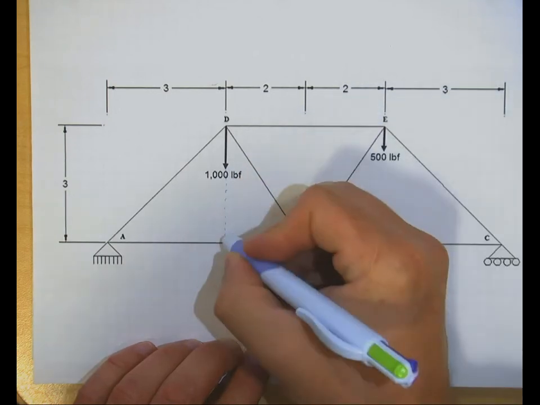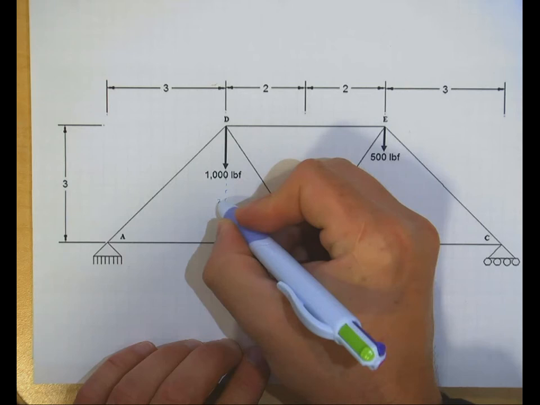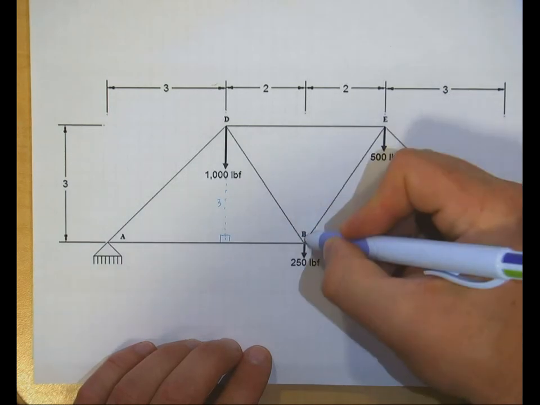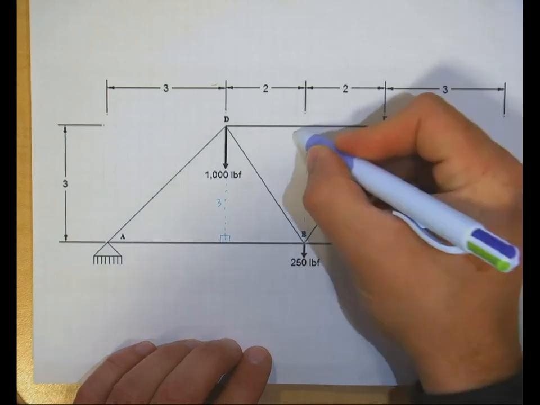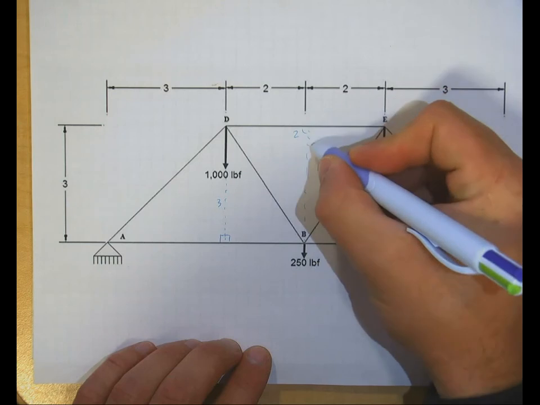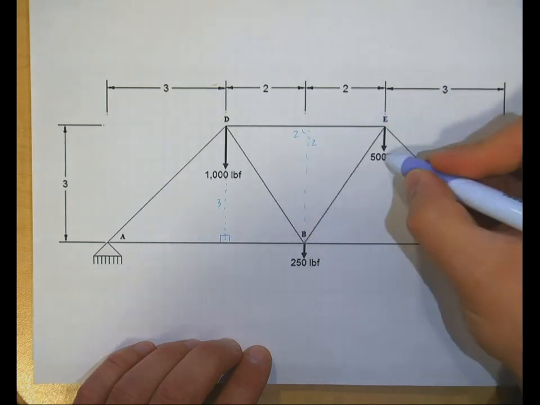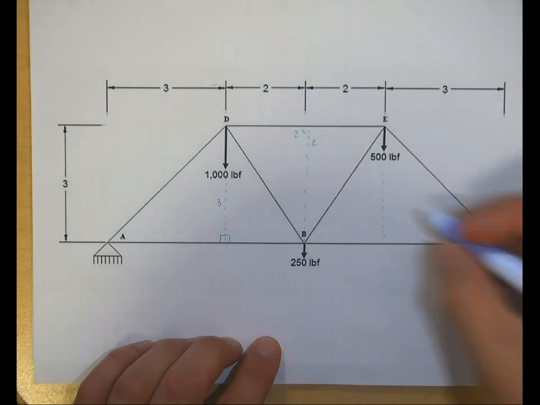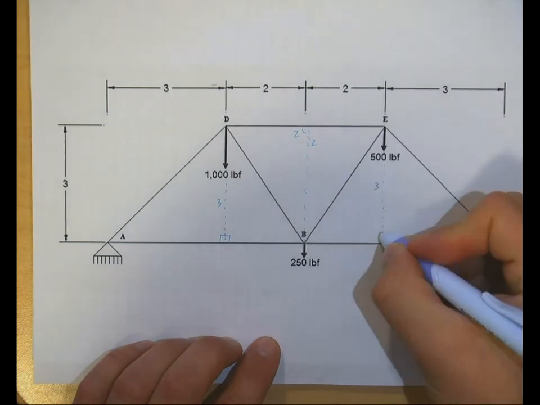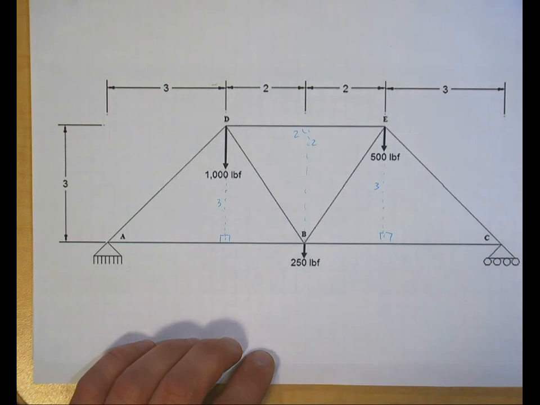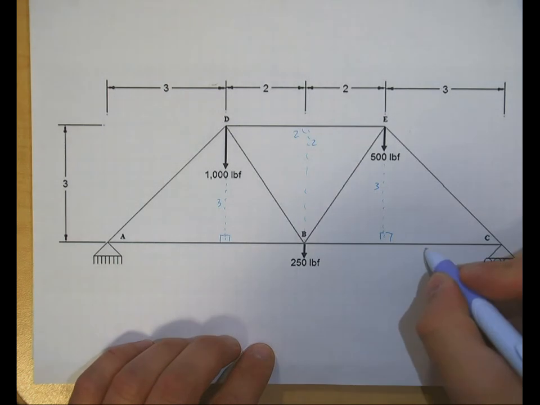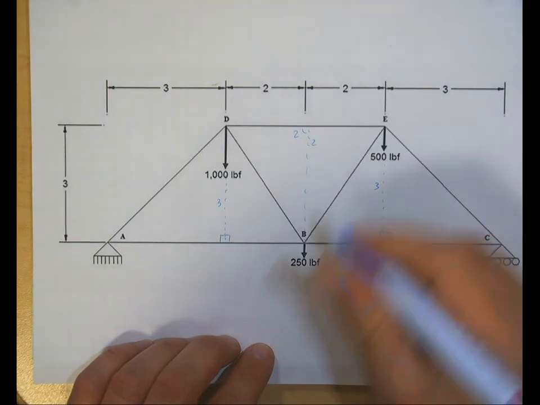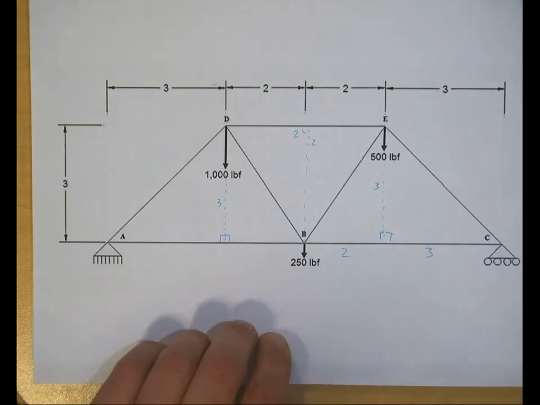so that we have these 90-degree triangles. So we have, this is 3, this is 2, this is 2. This is also 3. And then this is 3, this is 2. So you notice that we're using the distances to find the angles.